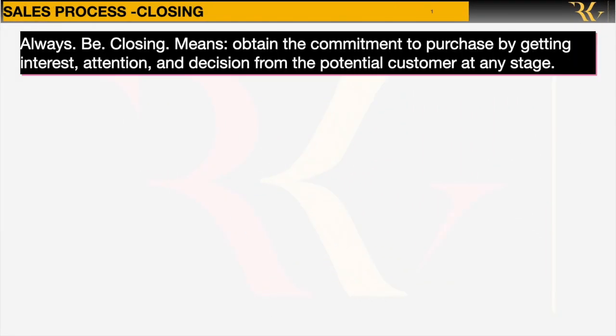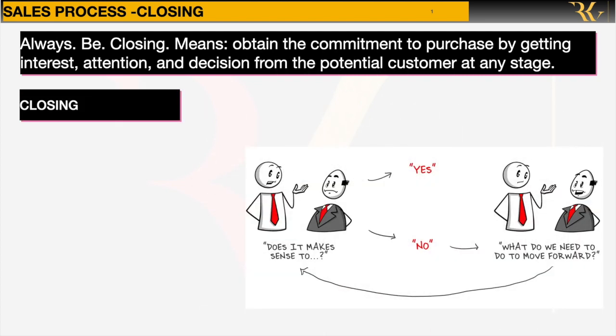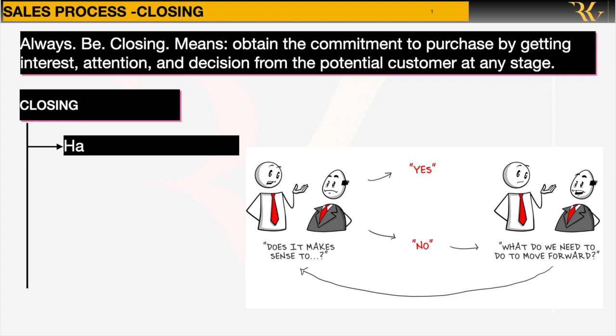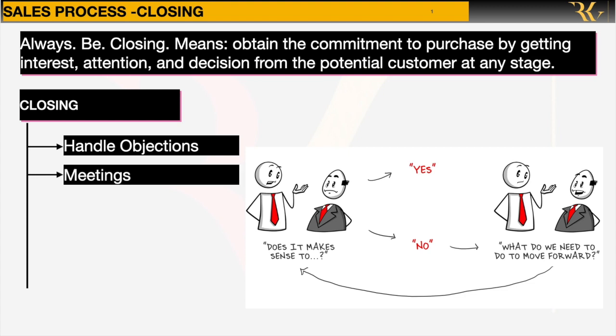Closing. As Alec Baldwin's character in Glengarry Glen Ross said, always be closing. This means obtaining the commitment to purchase by getting interest, attention, and a decision from the potential customer. Handle objections. The way you handled the objections will prove critical. If you did a great job, then you silence the doubts about your offer. Scheduled meetings, and the customer is likely to commit.